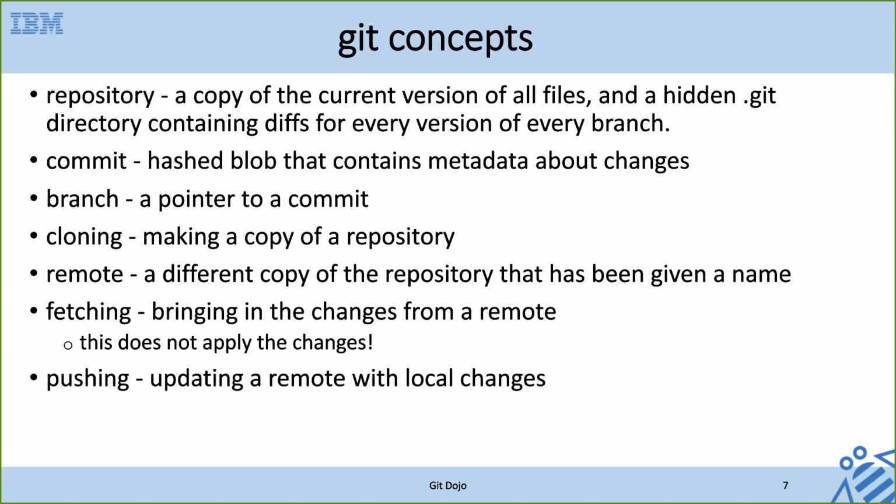Fetching is the term we use for copying down from the remote. This doesn't actually apply the changes for the most part. You still have to check out the changes once you've pulled them. You can have different branches, which is again a different history of changes that are being done outside of the main branch. And then pushing would be sending our commits up to a server.